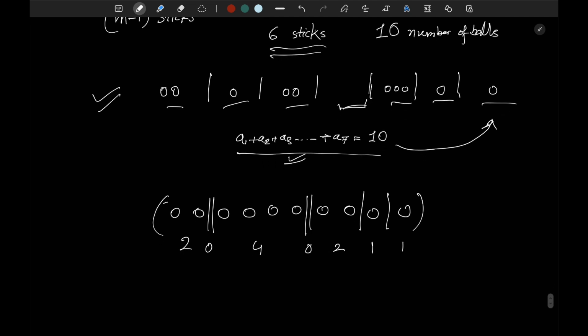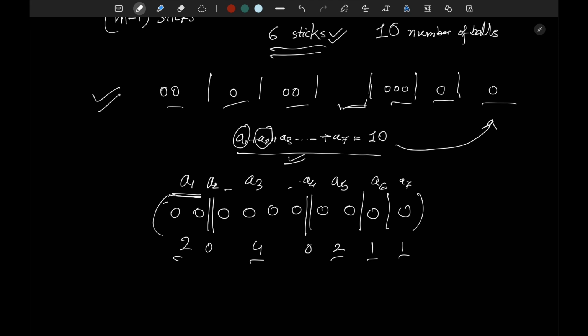So if you add these things up, you will have 4, 6, 8, 9 and 10. So depending on the position of these 6 sticks, we will get the number of balls or balloons in these buckets, right? So this bucket is nothing but your a1, this is your a2, this is your a3, this is a4, this is a5, a6 and a7.